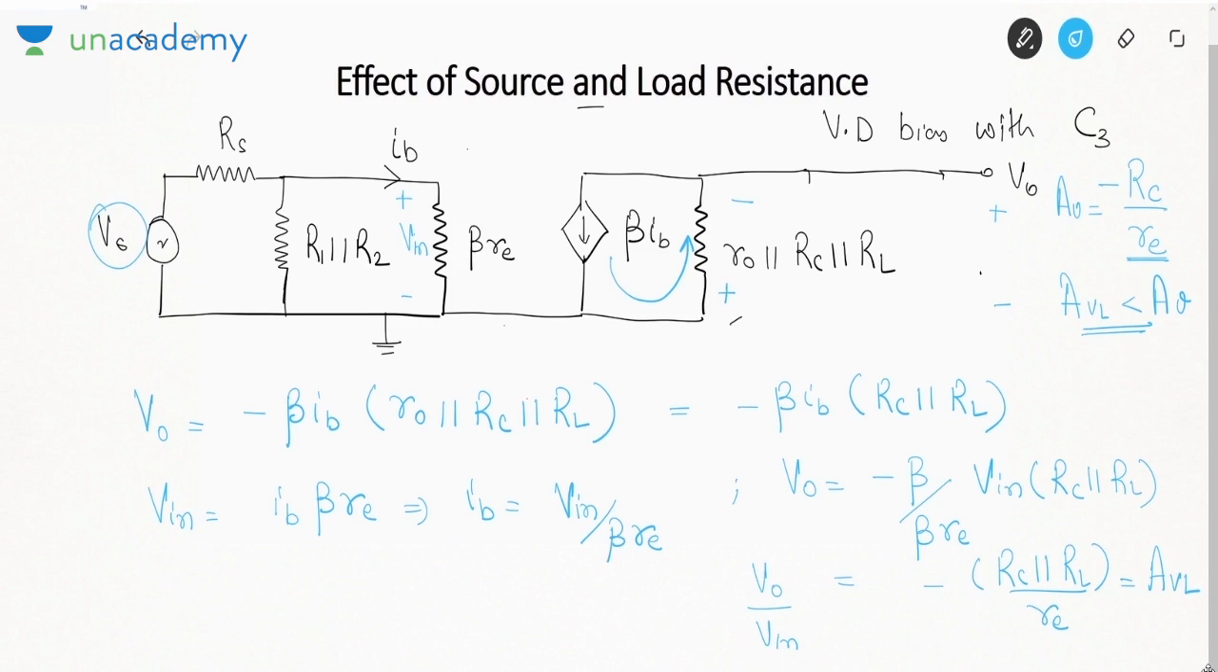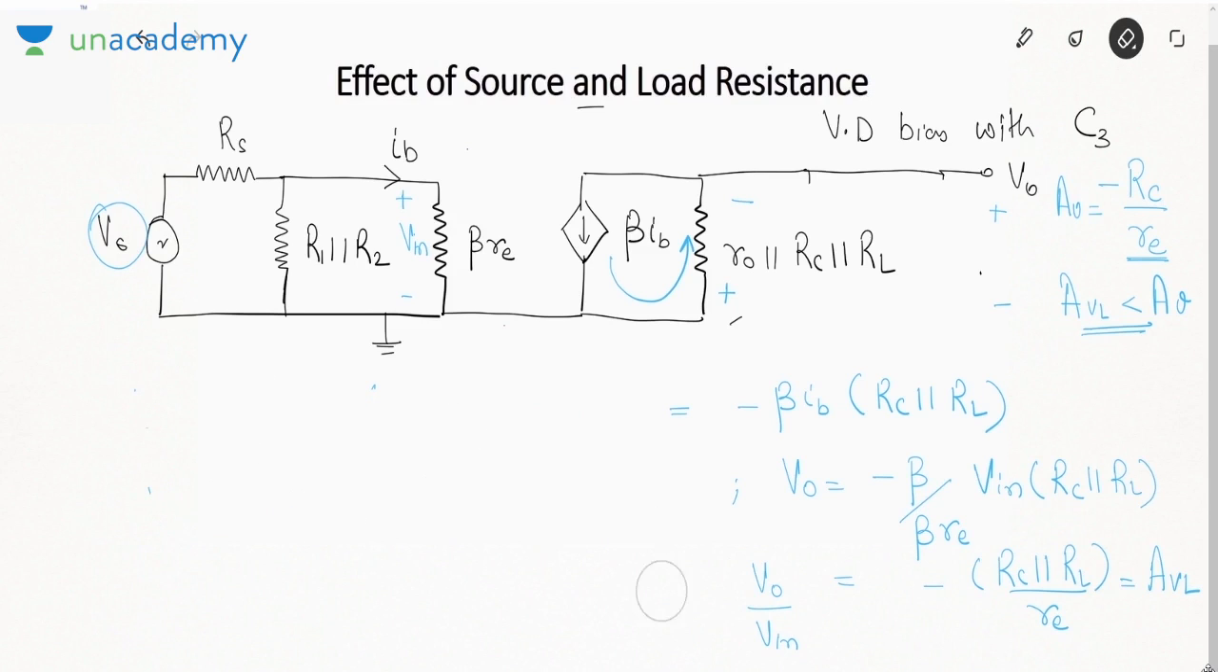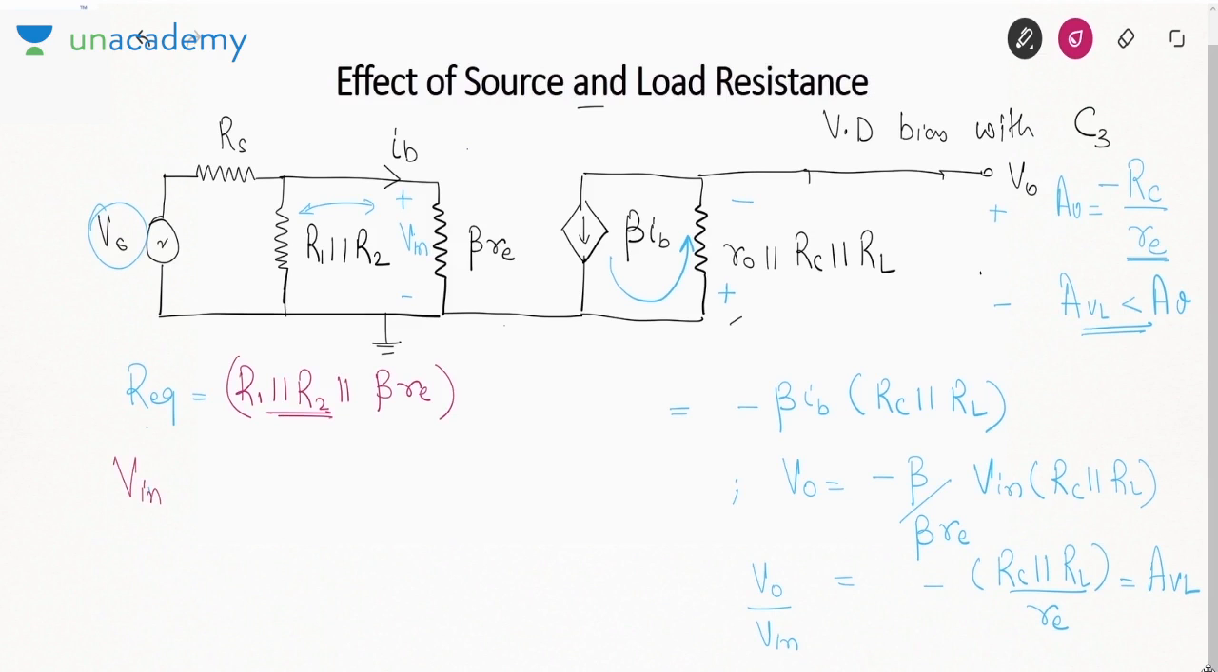If you want to find out V0 by Vs, how will you do it? We have to find out Vin in terms of Vs. So if you see, these resistances are in parallel. R equivalent is R1 parallel R2 parallel beta RE. Once you have this R equivalent, you can find out Vin by voltage division between RS and the parallel combination of the resistances. So that is Vs into R equivalent by R equivalent plus RS.